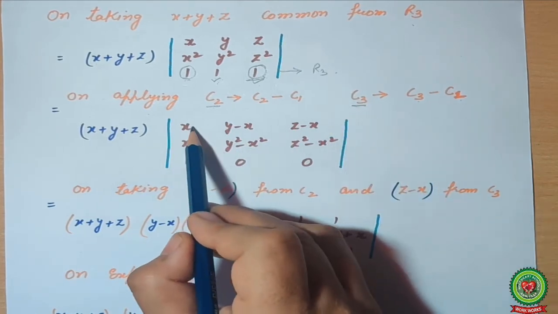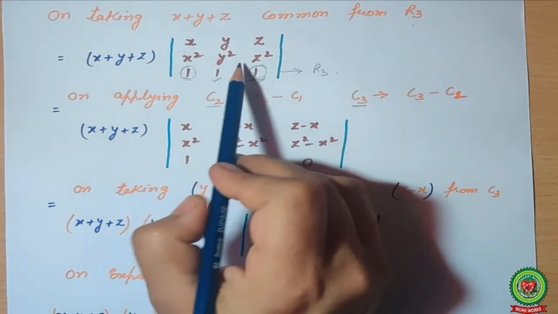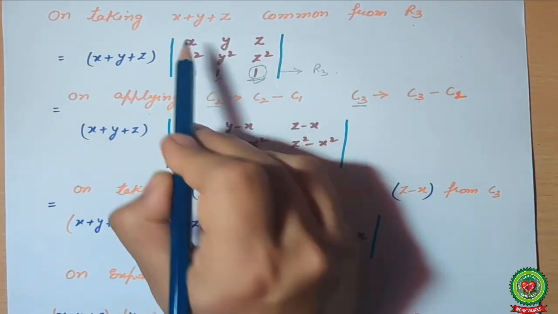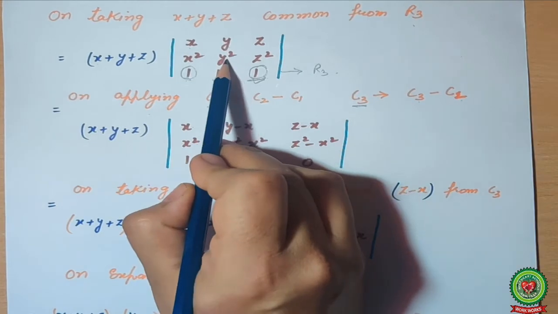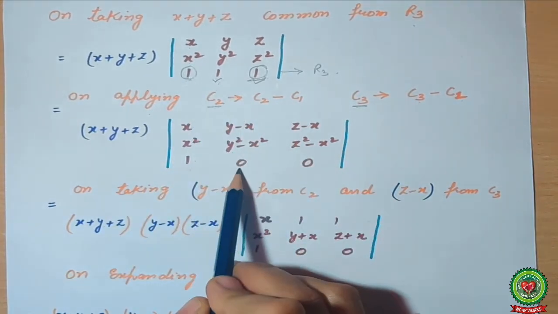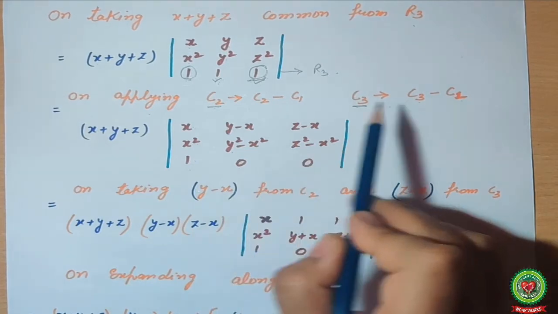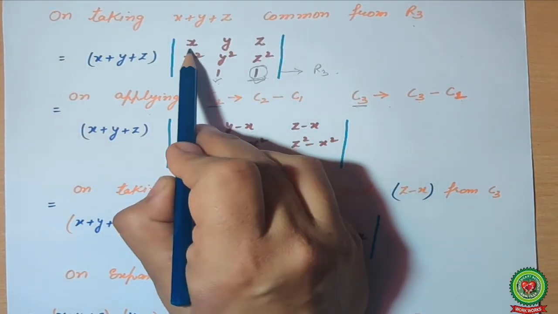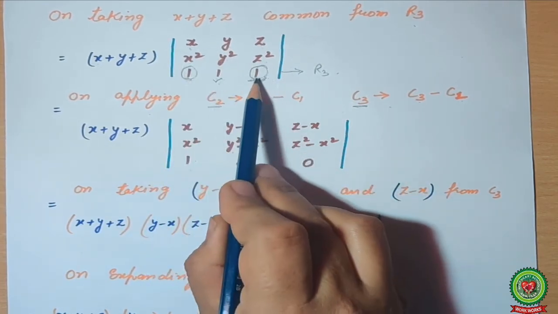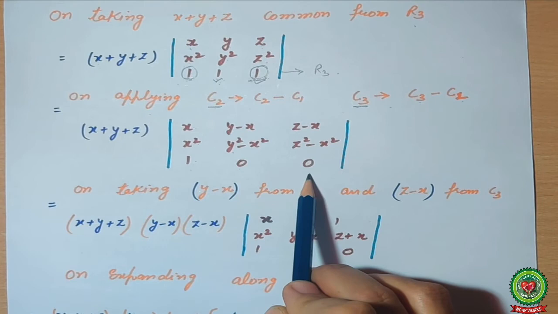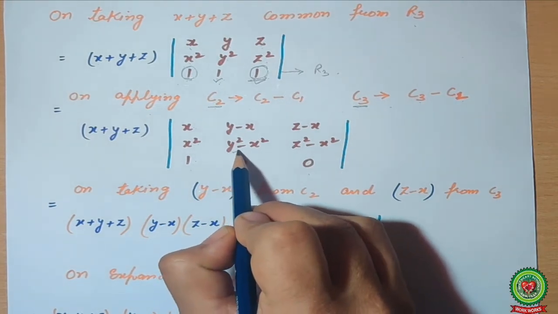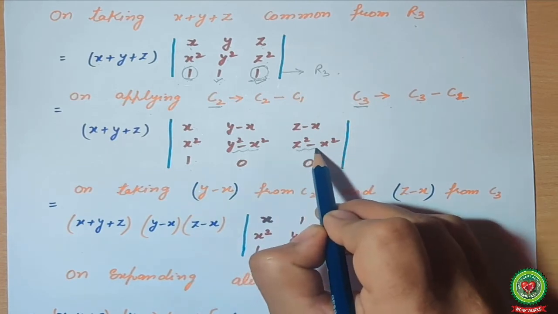First column is same, x, x square and 1. Now, for the second column, y minus x, y square minus x square, 1 minus 1, 0. Now, for the second operation, C3 minus C1, z minus x, z square minus x square, 1 minus 1 is again 0 there. Now, again we are having a property at this point also.